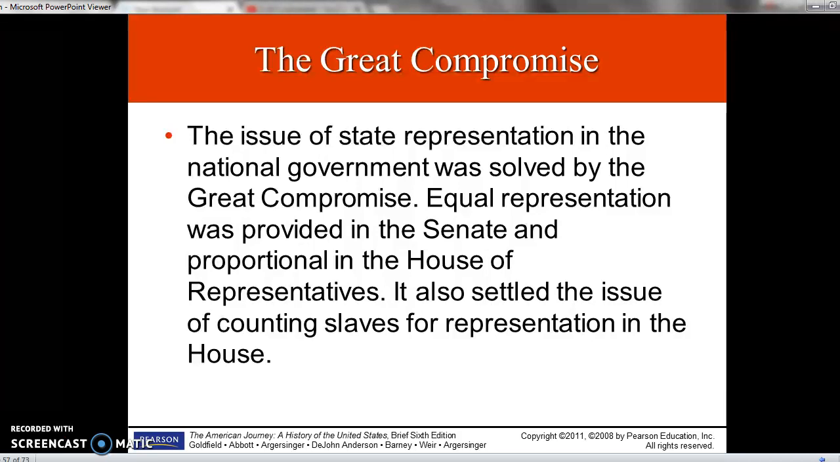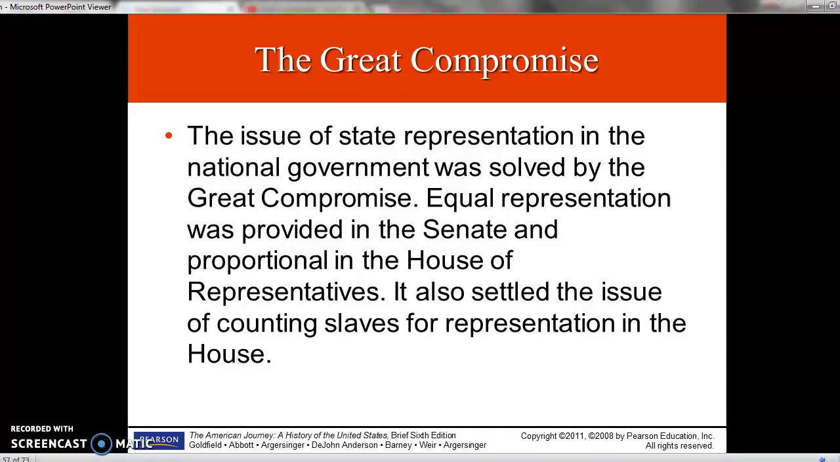Proportional representation in the House of Representatives based off of population. Okay, and then New Jersey goes, okay, you want to count those slaves as equal members? You go ahead and do that, but then you're going to have to pay taxes on each one of those members. And then Virginia goes, oh, no, no, we can't do that because we don't want to pay taxes on every single one of our slaves.